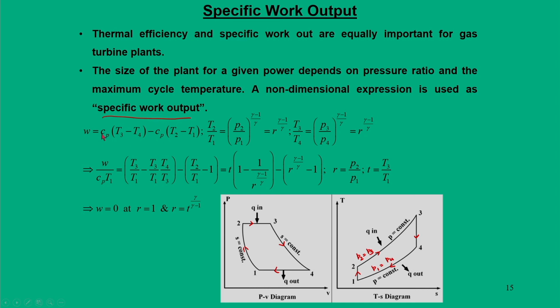But the other important aspect is that we want to use it in a non-dimensional form. So, a non-dimensional expression would be W by Cp times T1. Basically, you take a common Cp times T1 and represent the specific work in this manner. So, this is a non-dimensional form of representation, and this earlier one is the dimensional form.